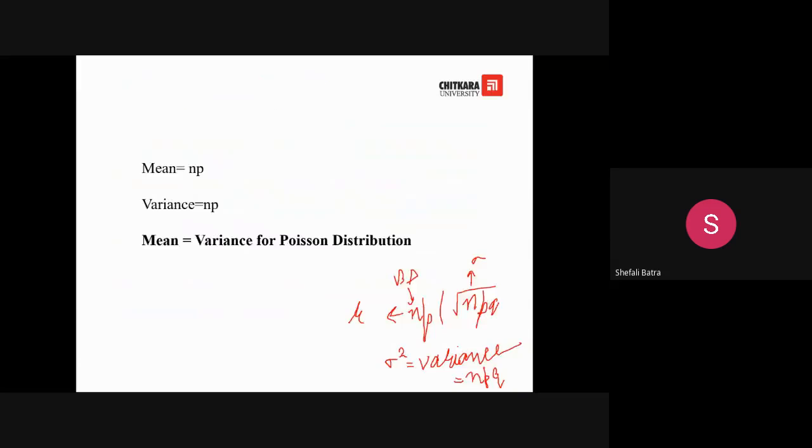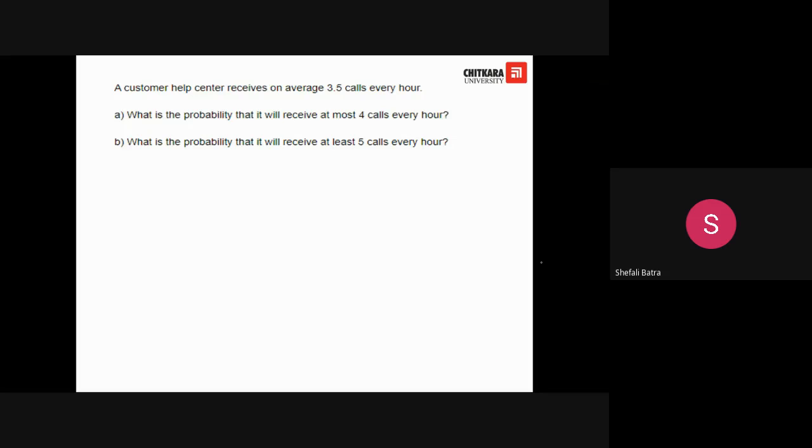Let us discuss one example. A customer help center receives on an average 3.5 calls every hour. What is the probability that it will receive at most 4 calls every hour? Second part, what is the probability that it will receive at least 5 calls every hour? You need to find out the probability using Poisson distribution.